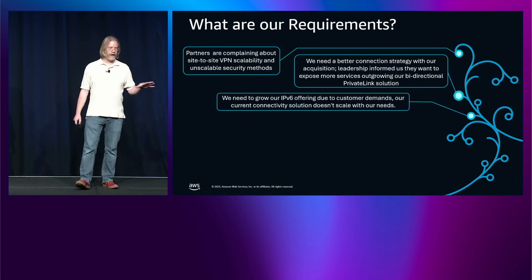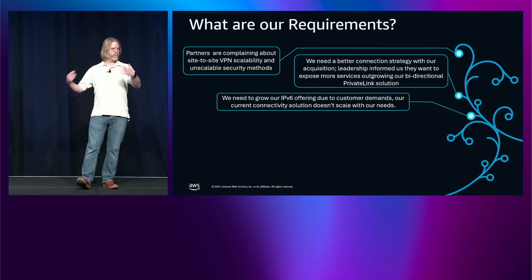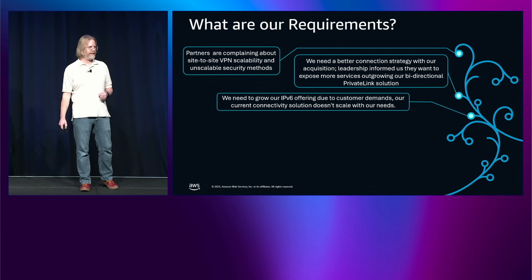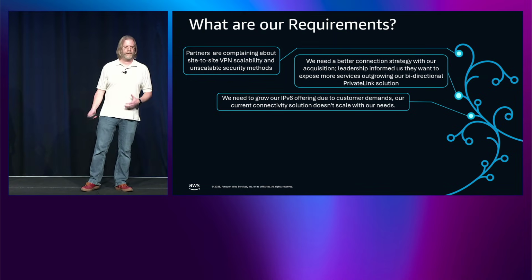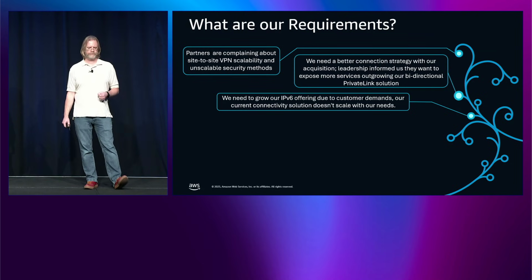And then next, we want to grow our IPv6 offering. We have to add more things to that offering. But as you saw in our previous architecture, we're using private NAT and a bunch of things to go from our IPv4 environment to our IPv6 environment. And again, if we have to grow, that connectivity becomes a bottleneck and becomes a problem.